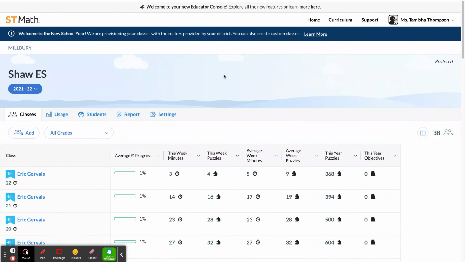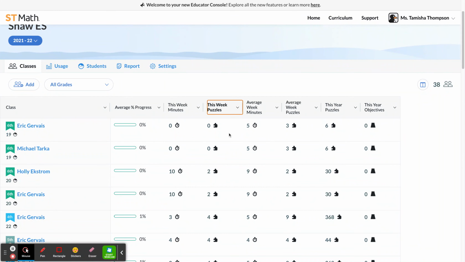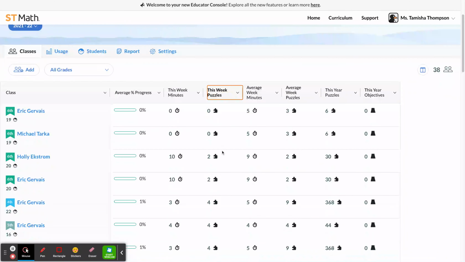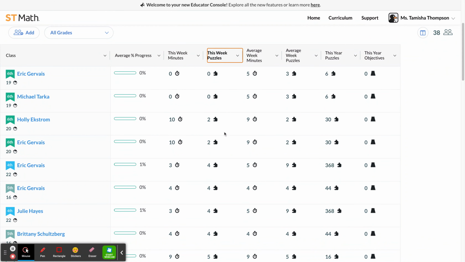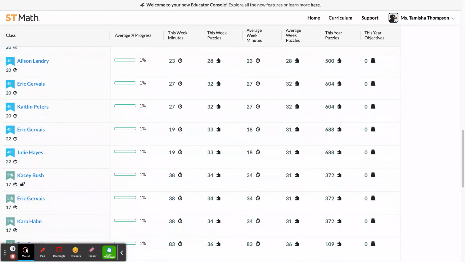So what I do is I take this week's puzzles and I just sort them from least to greatest and I add them up. There's 0 to Mr. Gervais in 6th grade, 0 to Mr. Tarka in 6th grade, 2 to Miss Ekstrom in 6th grade, 2 to Mr. Gervais in 6th grade, and I just keep going until I add up all the points for 6th grade.